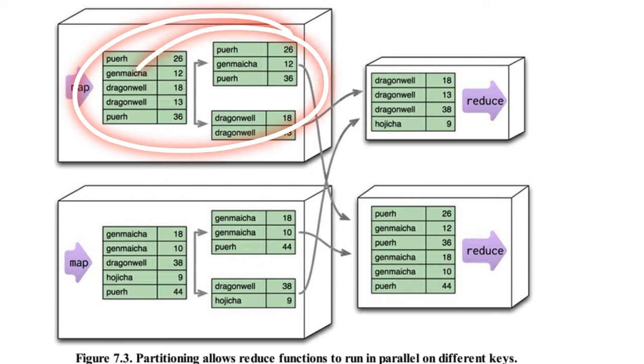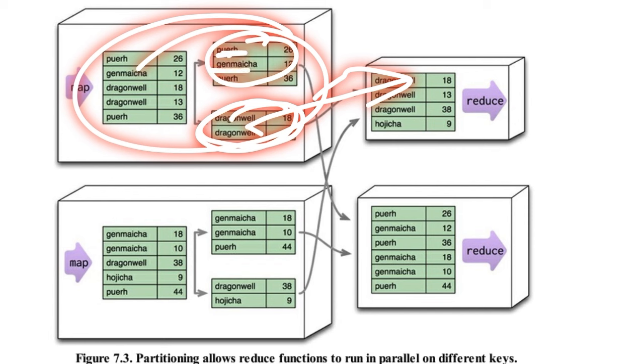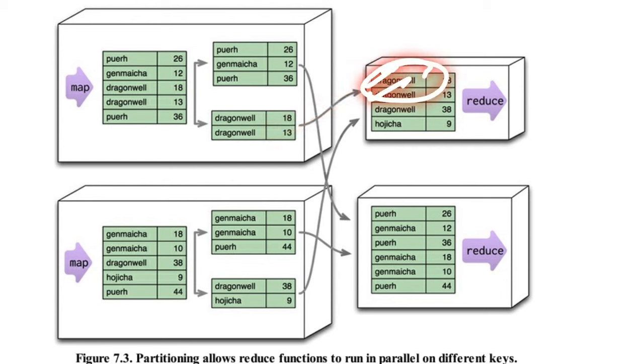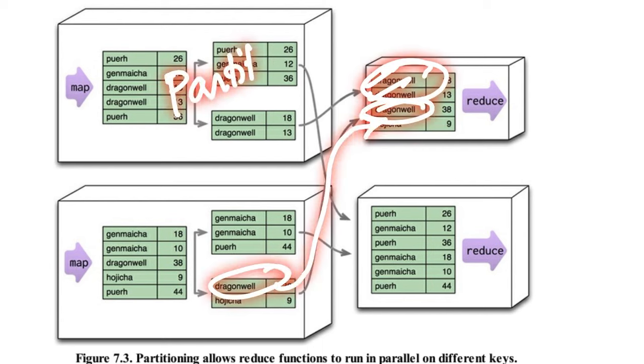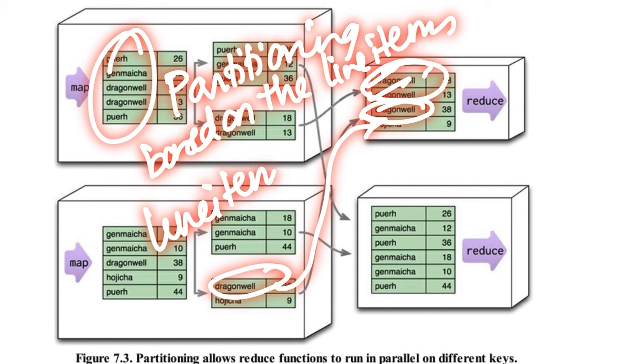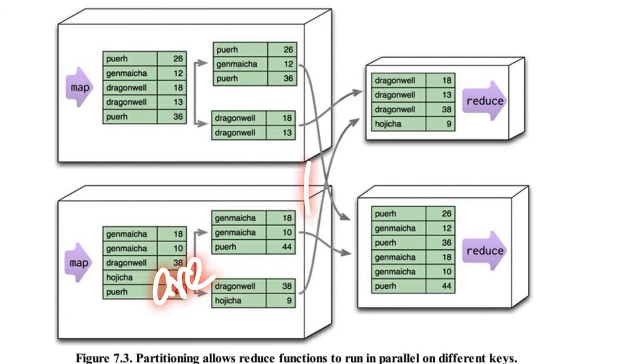So if you see here, we are reducing it firstly, right? So this Dragon Well and the other line items are reduced first, and after that, they are mapped here. All the Dragon Well are mapped one way, and here also we have Dragon Well, which is again combined here. So here we are partitioning based on the keys, the line items here. Whichever line items are similar, they are combined in the next step.